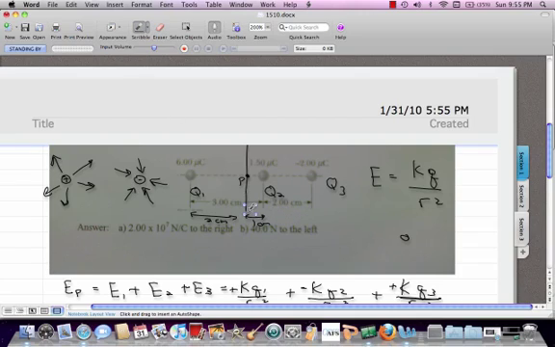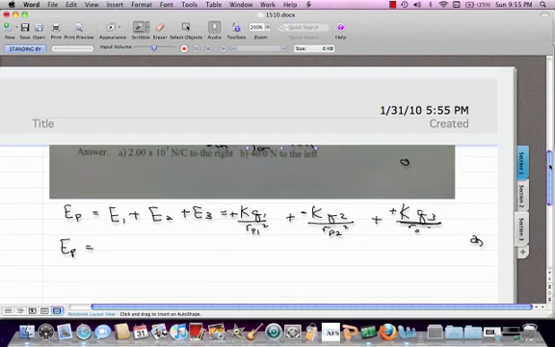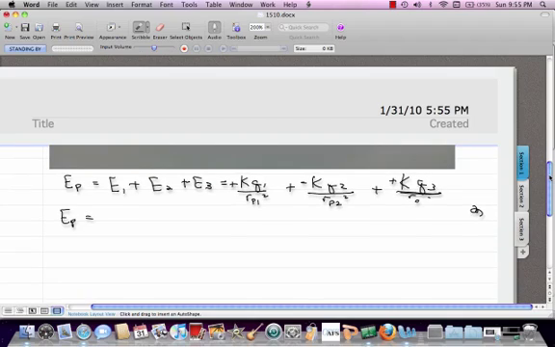And this distance here is going to be 3 centimeters. Okay, so that's what I'm going to be plugging in. I'm going to pull the K out because K is in each one of these terms. That way I don't have to write it 3 times. So 9 times 10 to the 9th Newton meter squared per Coulomb squared. And then times Q1 is 6 times 10 to the minus 6 coulombs over 2.